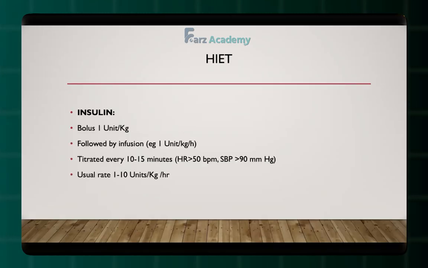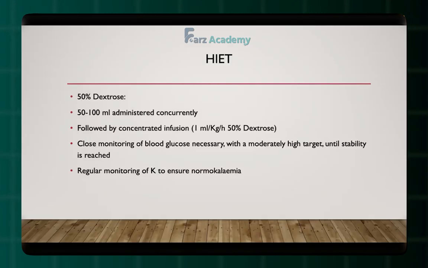Now, what exactly is it? So, first, you give insulin in a bolus dose of 1 unit per kilo. This is followed by infusion, example 1 unit per kilo per hour, and this is titrated every 10 to 15 minutes until you reach a heart rate of greater than 50 per minute and systolic blood pressure more than 90. And the usual rate is 1 to 10 units per kilo per hour. Okay.